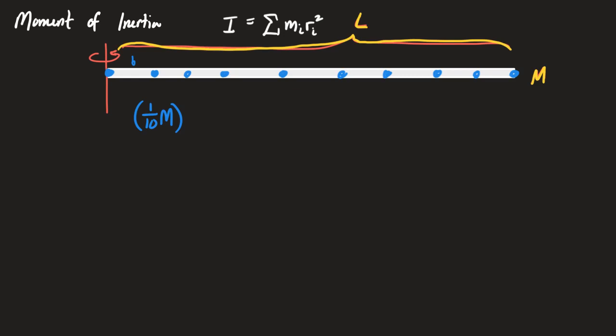To do that, the first mass is at 0, so that one's pretty easy to do. I'm going to put 0 squared here. Then I add to it the next mass, 1/10 M, times where it is, 1/9 of the way across, so 1/9 L squared.